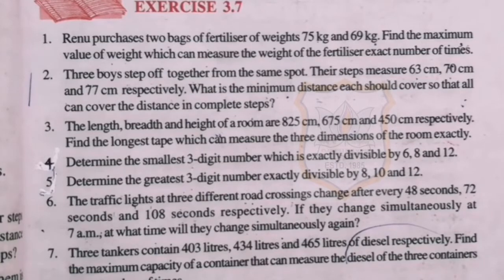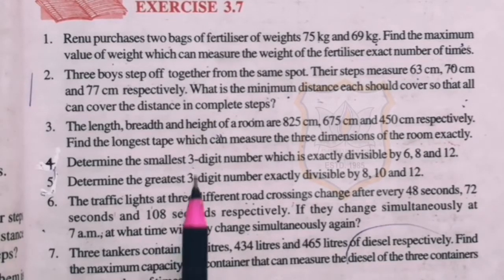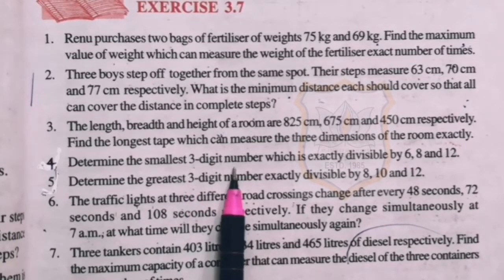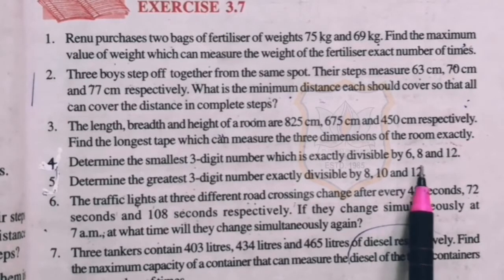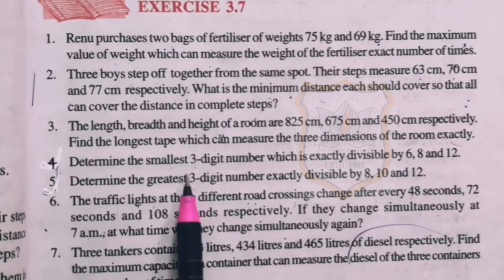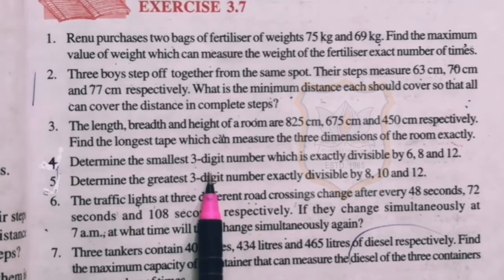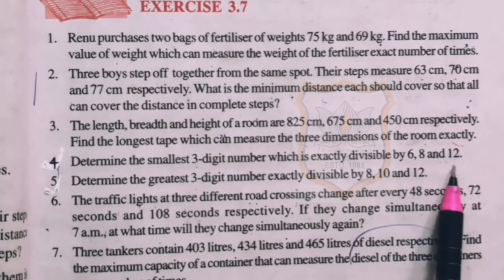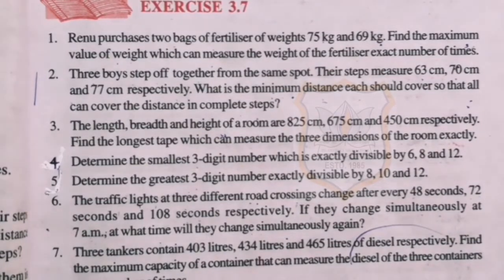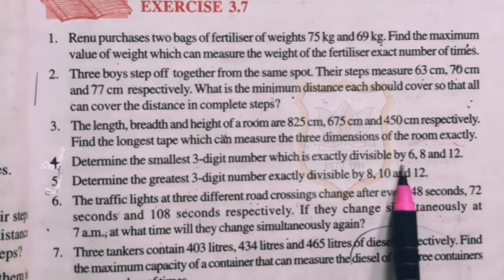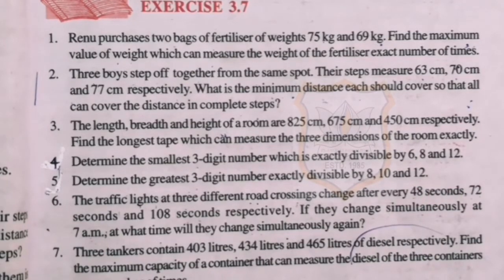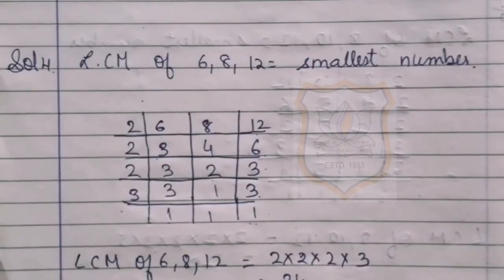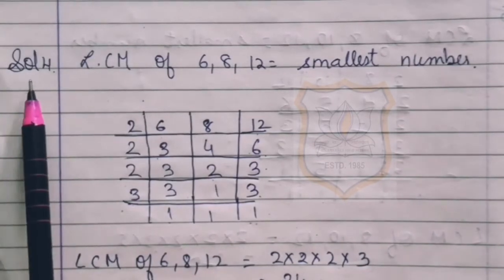So students, in this question we have to find out the smallest 3-digit number which is exactly divisible by 6, 8 and 12. Here we have to find a common number. So we will find out the LCM of these three numbers first. Now, solution for question number 4.